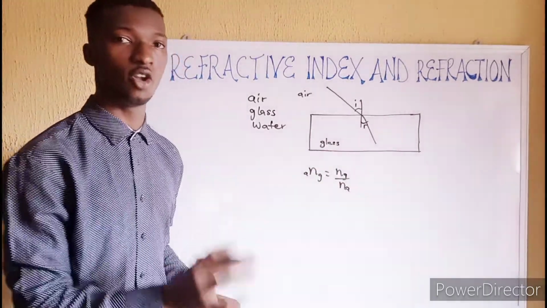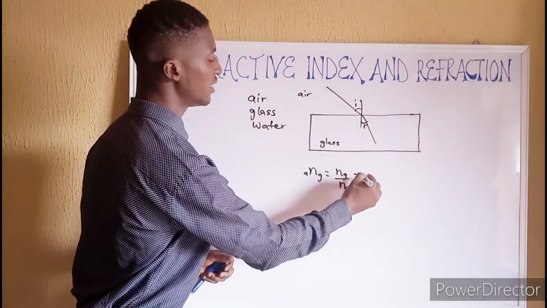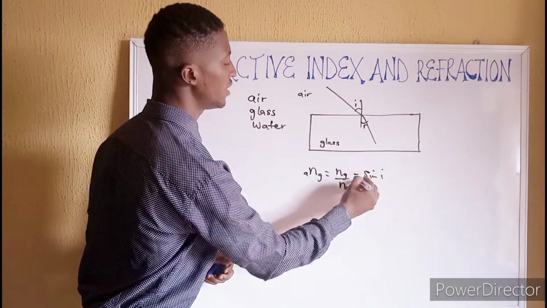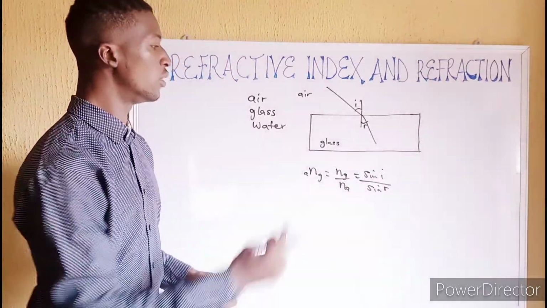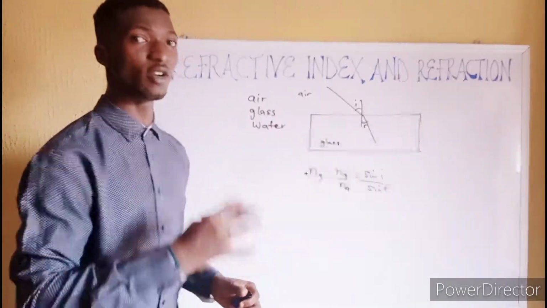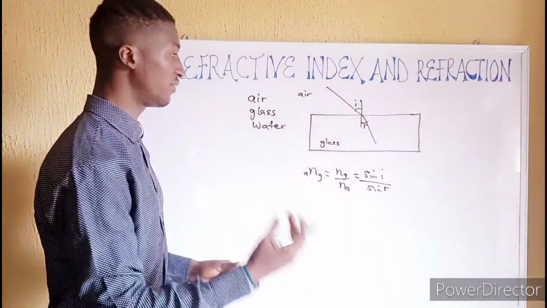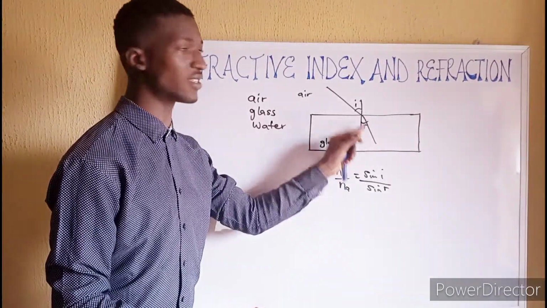However, using Snell's law, we can determine that the refractive index is equal to the sine of the angle of incidence over the sine of the angle of refraction. But what I want you to know here is that we can also have reversibility of light to determine the refractive index, meaning that we can determine the refractive index of light moving from glass to air.